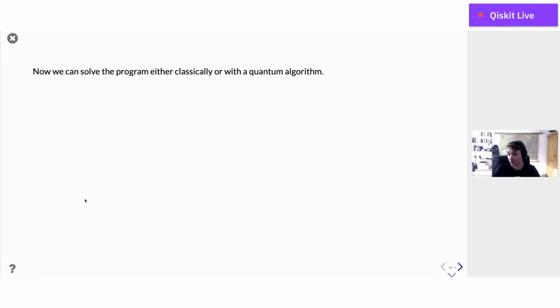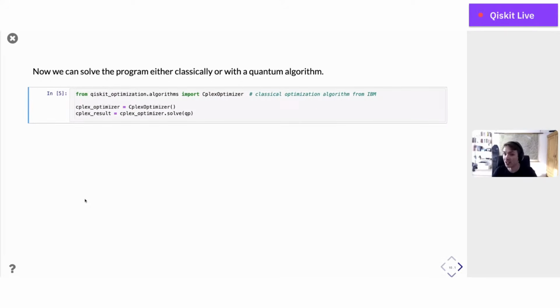Now, before we solve it with a quantum algorithm, let's quickly solve it with a classical algorithm. This is very well feasible because we only have a very small problem with 3 assets. So we can import a classical optimization algorithm called the CPLEX optimizer, which is an IBM algorithm. And since it's an optimization algorithm, it doesn't live in Qiskit Finance, but it lives in Qiskit optimization.